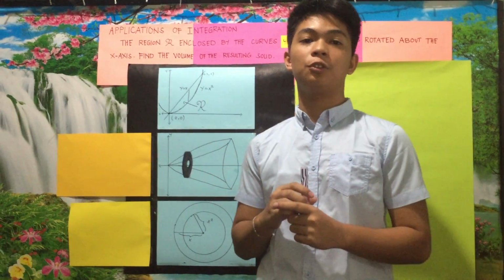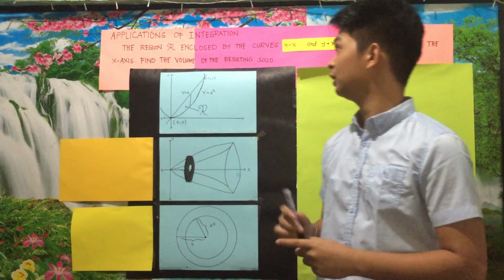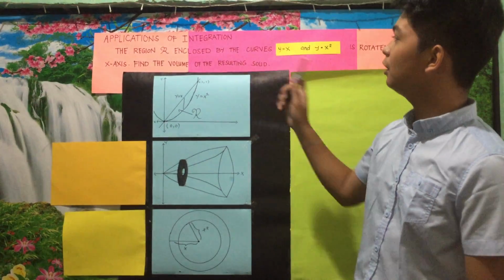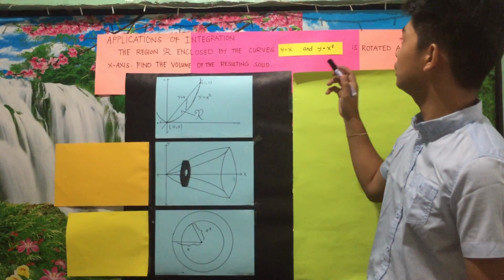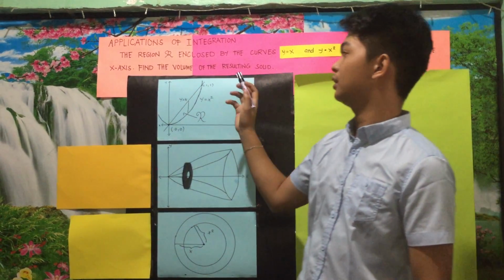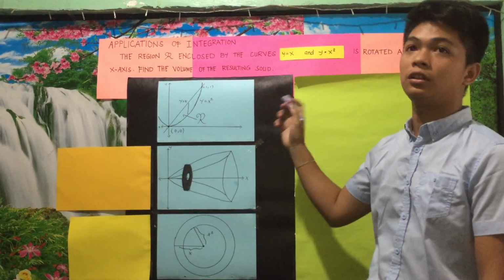Today I will be discussing some applications of integration in finding the volume of a solid. And here is the problem. The region R enclosed by the curves y equals x and y equals x squared is rotated about the x-axis. Find the volume of the resulting solid.